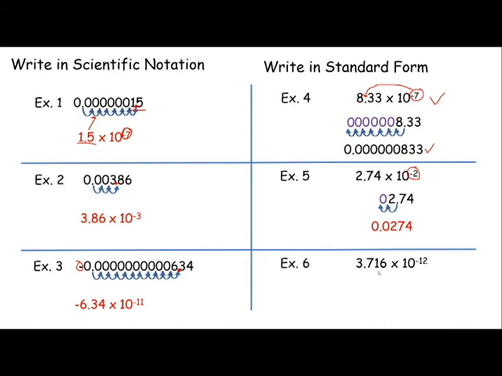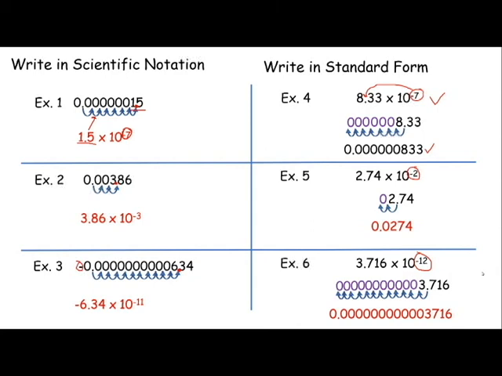I have my 3.716. I want to move that decimal 12 places, and I'm going to use that to make it smaller. This is going to be smaller than 3. 1, 2, I'm not going to count them all because it takes forever. You can pause the video if you need a second to write that down. And there's your answer. 0.0000000003716.